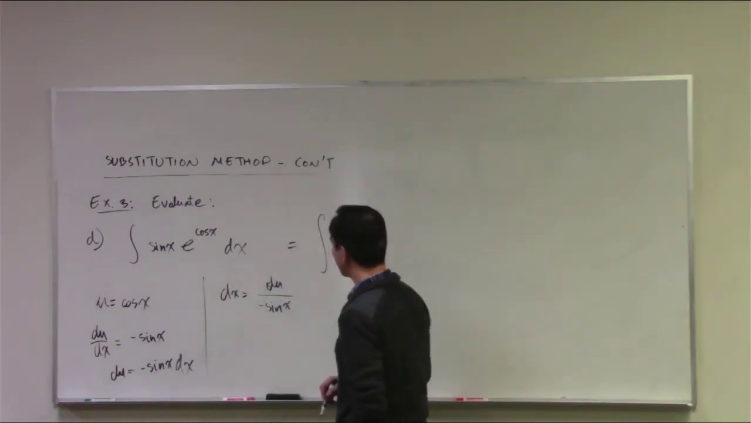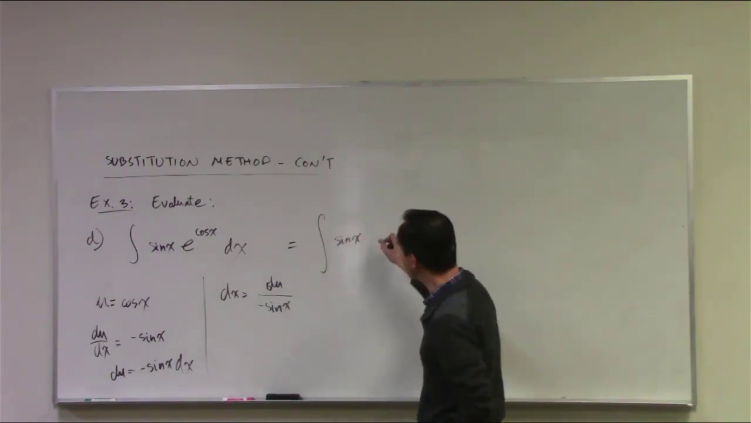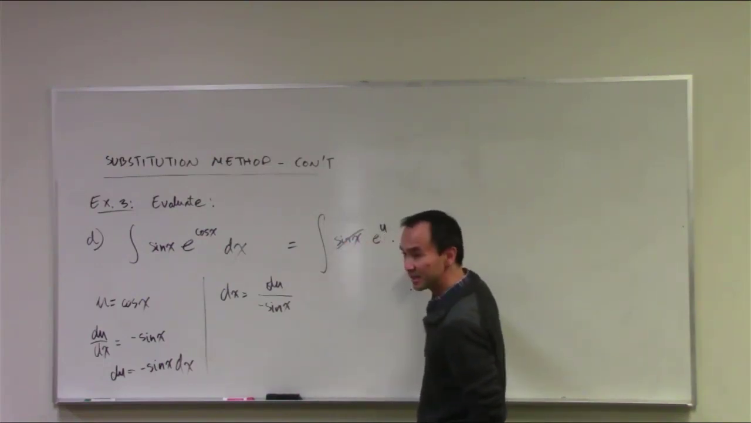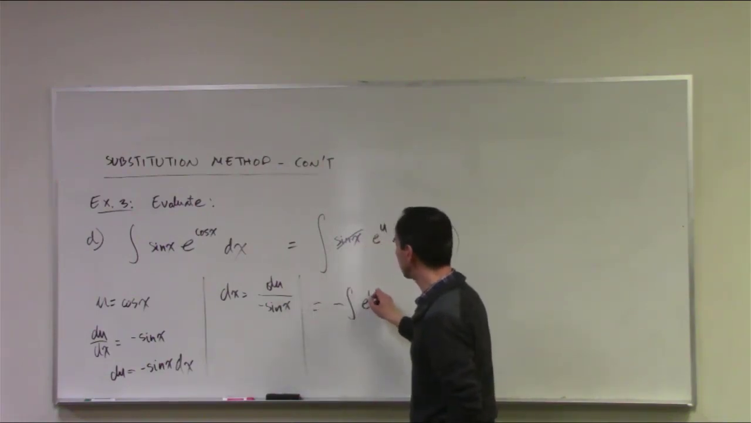So the integral goes sine of x, and if we get a substitution, it stays the same, right? We got e to the u, and then the dx here is now substituted by du over negative sine of x. Okay, now we can cancel out the sine of x, and the negative sign got left over, right? So the integral in the next step becomes minus integral e to the u.